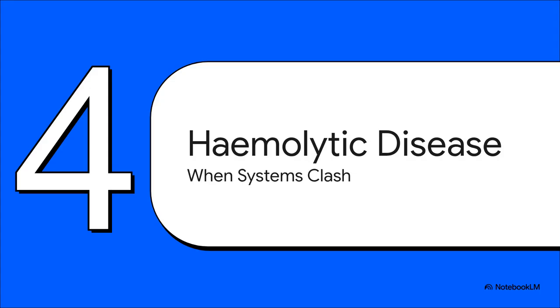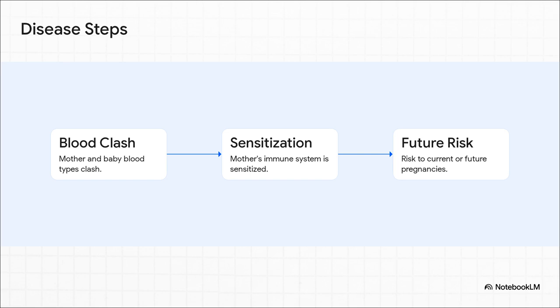Finally, let's look at Section 4, hemolytic disease of newborn, when systems clash. Let's see how this builds chronologically in a real, high-stakes human scenario. Hemolytic disease of the newborn occurs precisely because of the strict blood group science we just discussed. Step 1. There's an incompatibility, a clash, between the blood type of an expecting mother and the blood type of her unborn baby. Step 2.